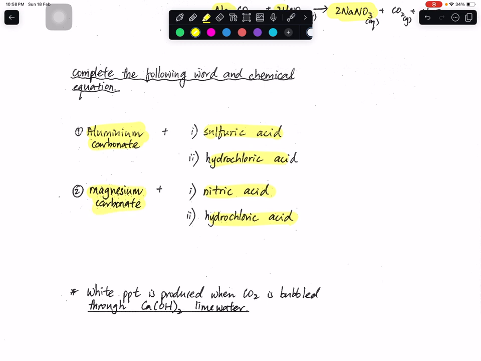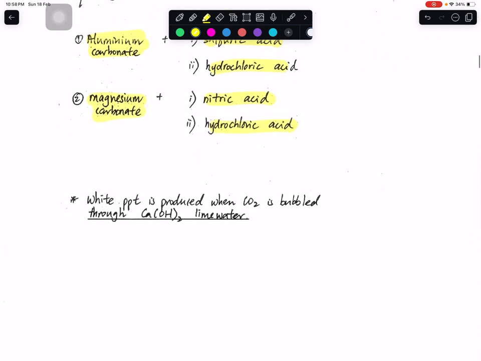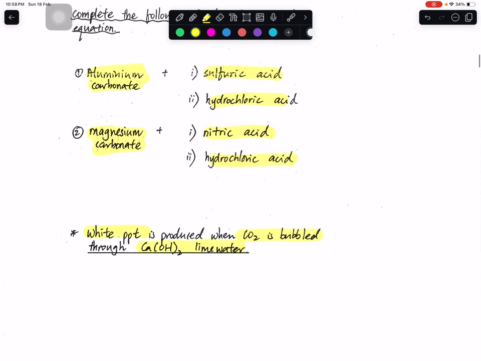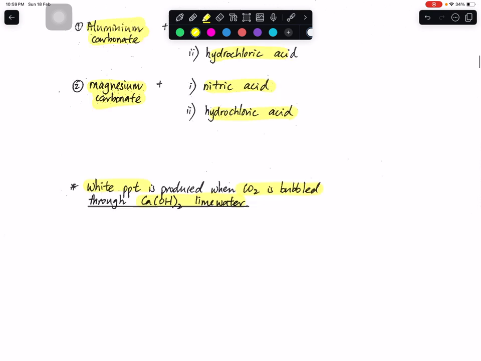Okay, so once the students are done, you make sure you check through, and then go through with them the last part. If you still recall, to test for carbon dioxide, we'll use this thing called lime water. We will bubble your CO2 through your lime water, and then you'll see a white precipitate. Some students may say that the lime water turns chalky, it turns milky. They're not wrong, but we no longer use that in your upper sec, in Sec 3 and Sec 4. We have to use the words white precipitate will be produced. Okay, so once they are done, move on to the next part.